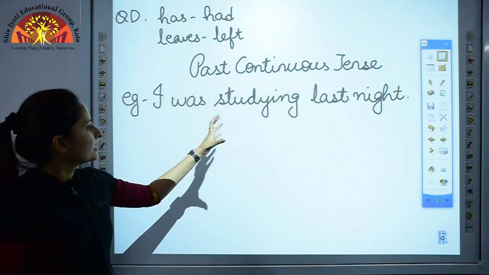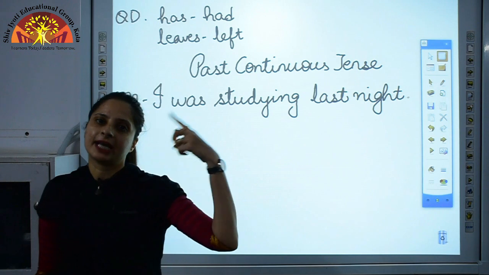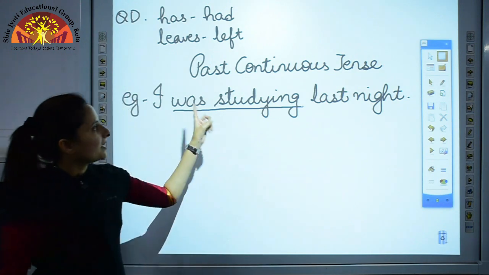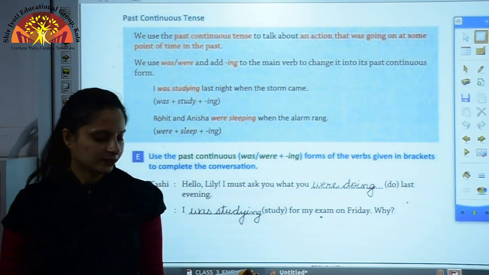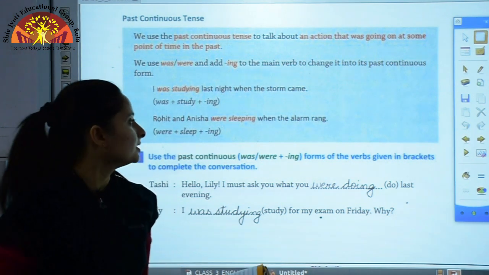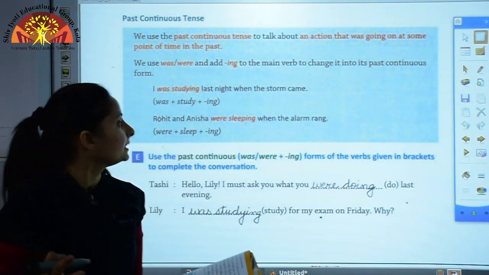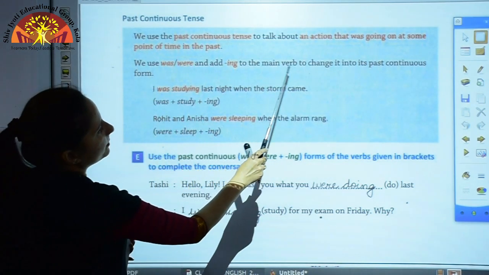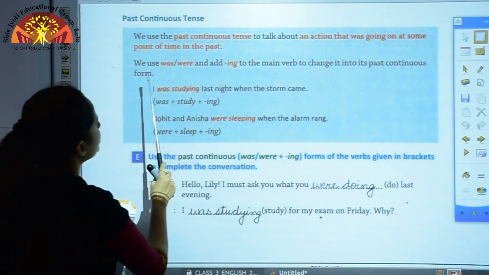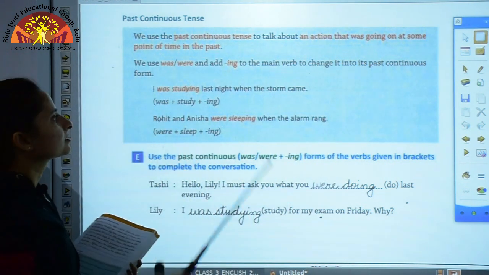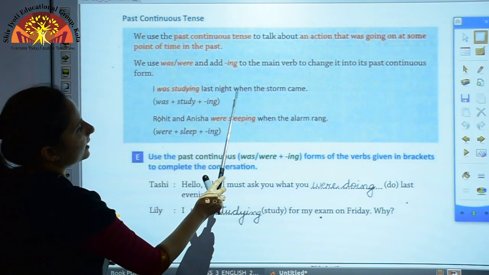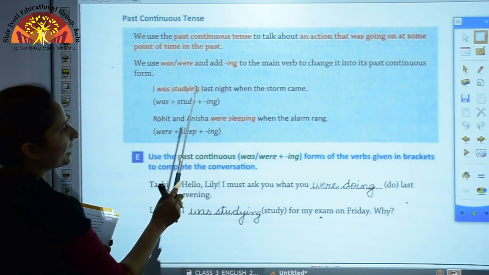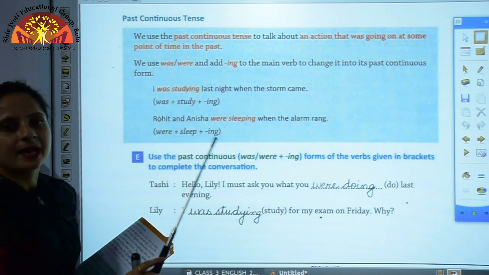Now, in the sentence you can see that the action was going on at some point of time in the past, and over here was studying is the past continuous tense. So as we learned, past continuous tense talks about the action that was going on at some point of time in the past. We use was and were and add ing to the main verb to change it into its past continuous form. That is the structure of past continuous. Okay, I was studying last night when the storm came. Over here was, and to study we have added ing.